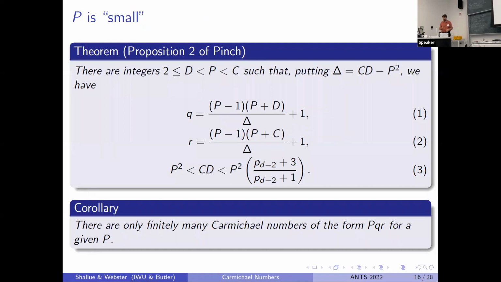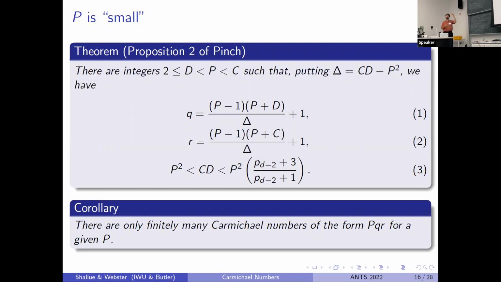So I want to spend just a bit on this proposition due to the pinch. What we have is some pre-product P, and we're constructing this delta CD minus P squared, and then this holds. Assuming it is a Carmichael number, Q has to have this form, R has to have this form, and the C and the D that went into it have to fall into this interval. And so the CD method is to look at all the CD pairs that fall in that interval, and then you test for divisibility, you test for integrality, you test for primality. So this is a necessary condition.